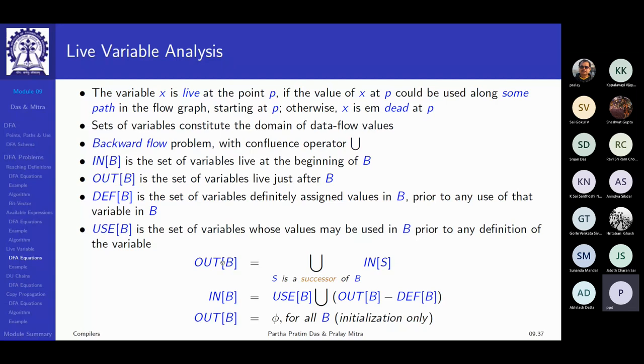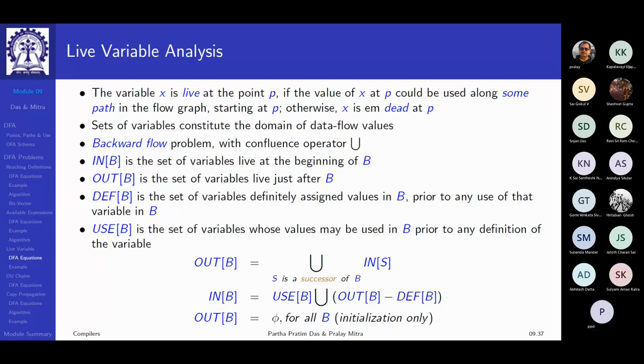Now, you can see this is a backward flow problem. So now I will define in B in terms of out, because I'm going backwards. Okay? So it's a reverse flow problem. So in B is use B, that is, whatever has been used prior to definition, union out B minus def B. That is, whatever is live at the end, from that you take out the variables that have been defined in the block. So other variables must be live at the entry to the block.